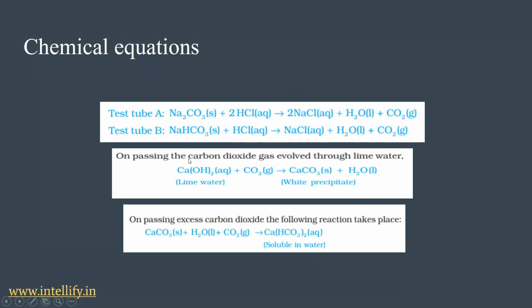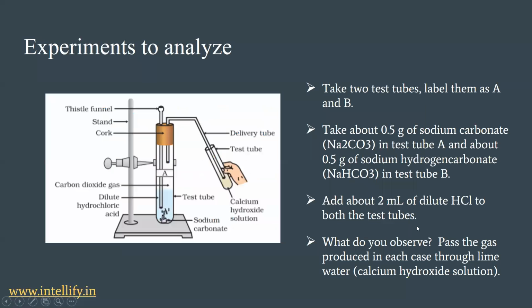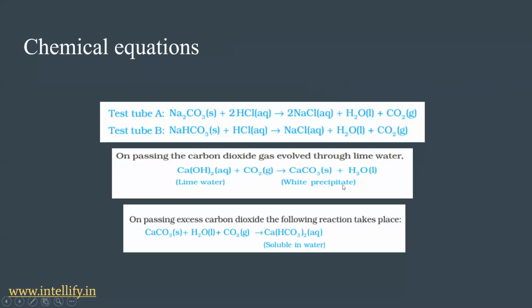As I already said, you pass the carbon dioxide evolved through lime water, that is Ca(OH)2, which is called calcium hydroxide. What you observe is a white precipitate, calcium carbonate, plus water.